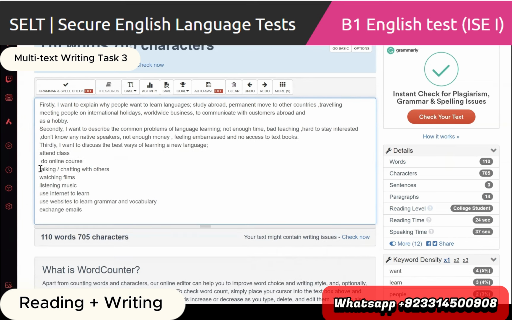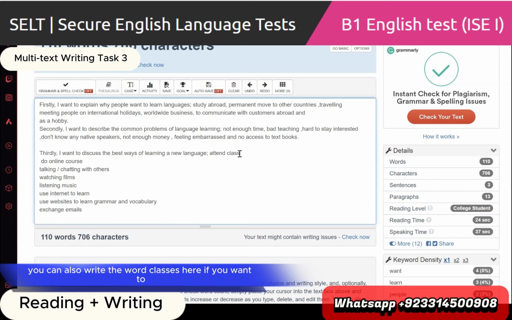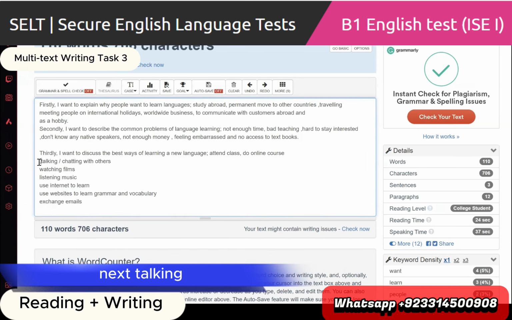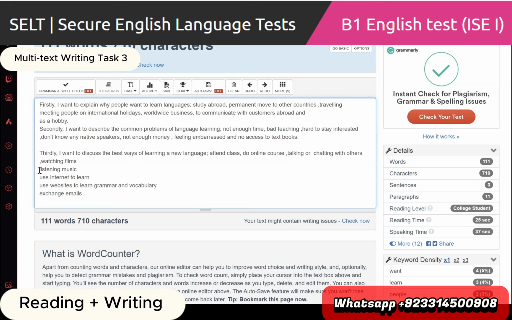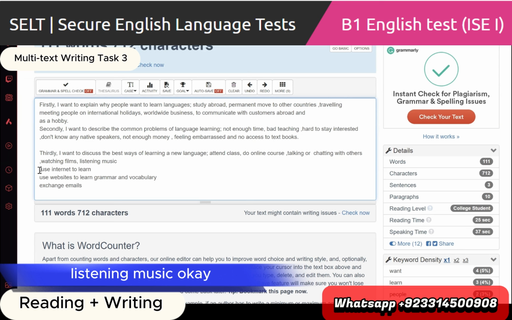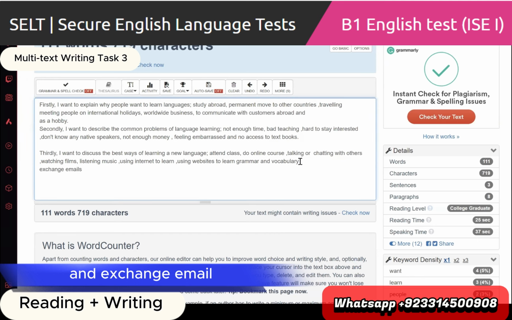Okay. Lastly, thirdly. I want to discuss the best way of learning a new language. Yes. Attend class. You can also write the word classes here if you want to, but that's your choice. Do online course. Okay. Next. Talking or chatting with others, comma. Next. Watching films, listening music. Use internet to learn. Okay. Using websites to learn grammar and vocabulary. And lastly, exchange emails. Full stop. End. Yeah. Done.